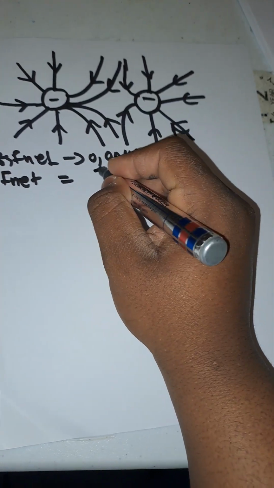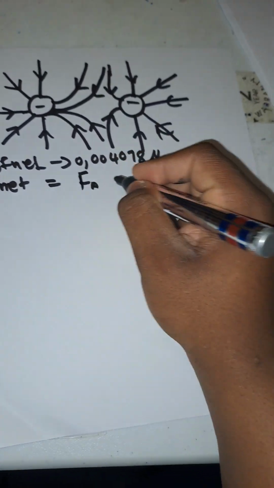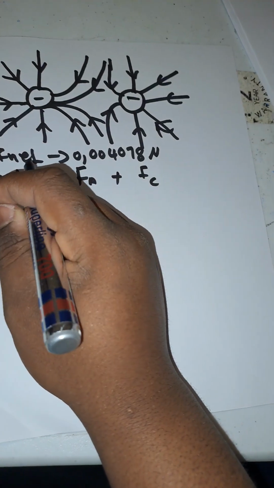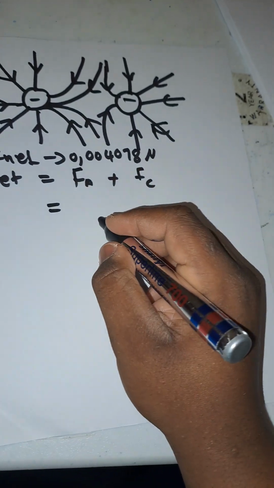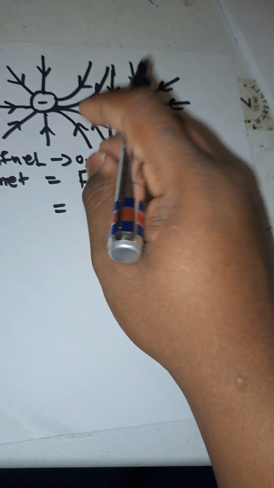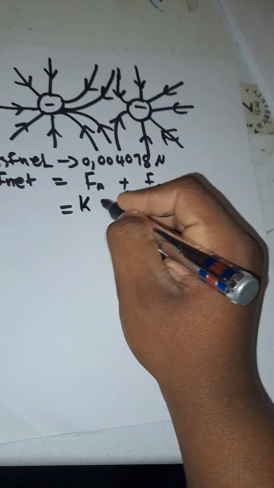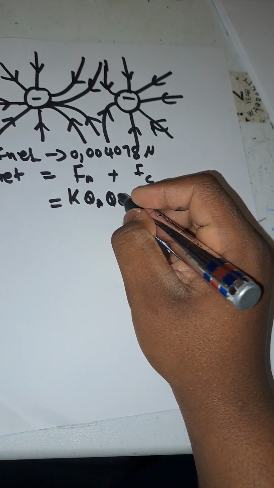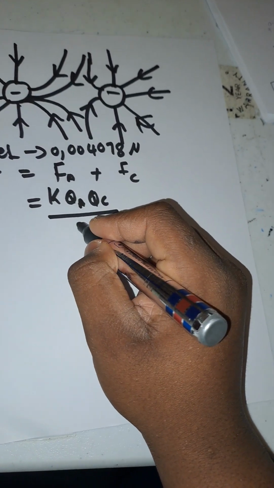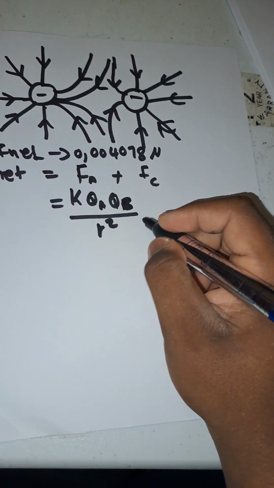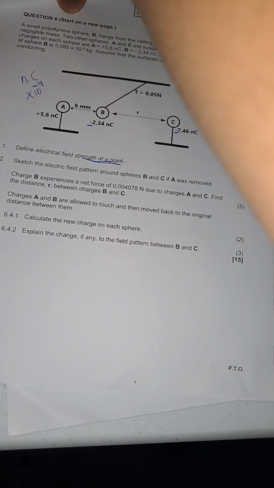It is equal to the force on A plus the force on C. What is the F net that was given? Let me write it on another step. For force A, I need to know that the formula is F is equal to K Q Q over R squared. So it will be K QA QB over R squared. Sorry, I made a mistake, QB there, because the question said charge B experiences a net force due to A and C.